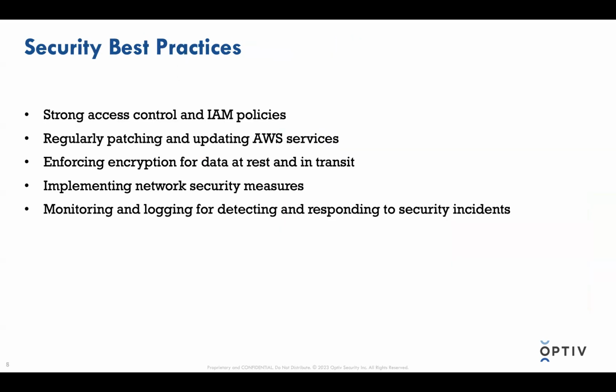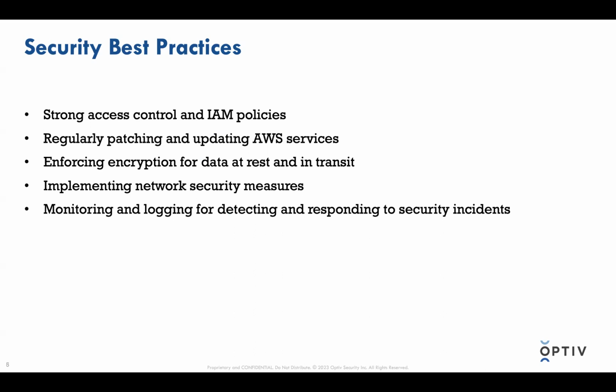In this slide, we'll explore some essential security practices and provide relevant examples to illustrate their importance. First and foremost, strong access control and IAM policies play a vital role in securing your AWS resources. By enforcing the principle of least privilege, you limit access to only those who truly require it. For instance, creating separate IAM roles for administrators, developers, and other personnel ensures that they have appropriate permissions based on their responsibilities.